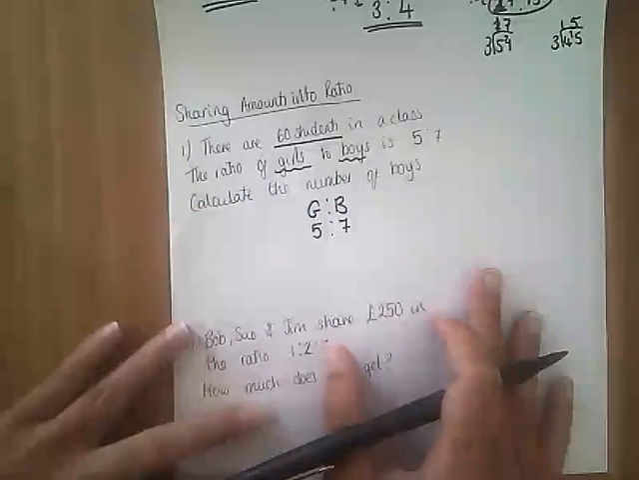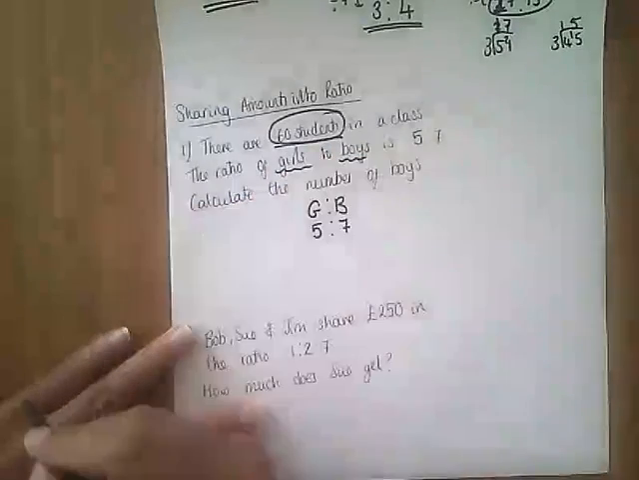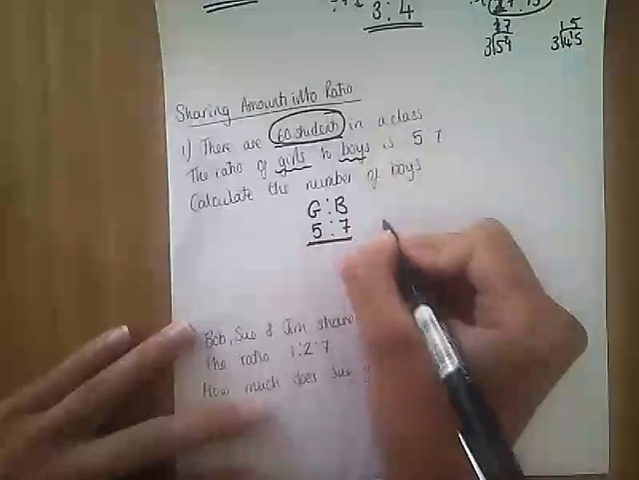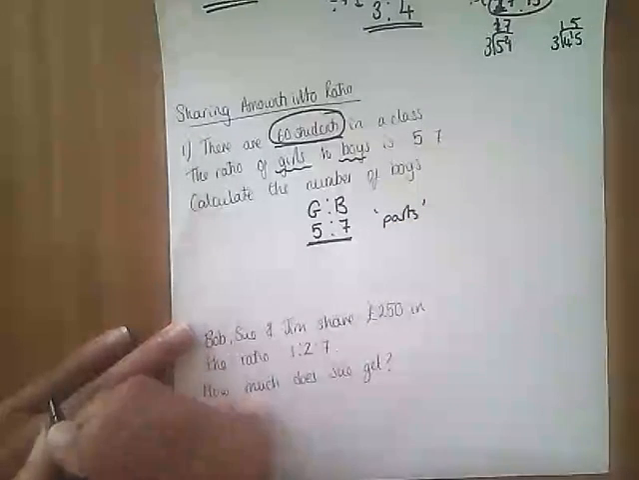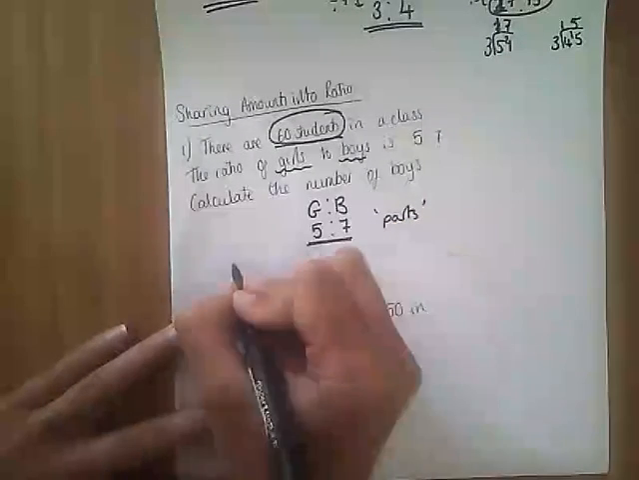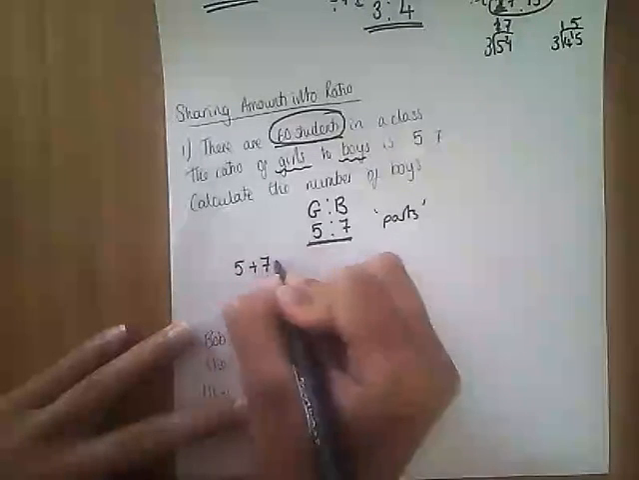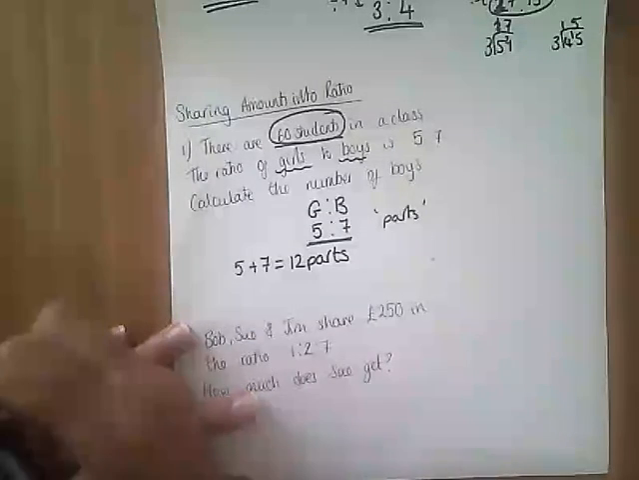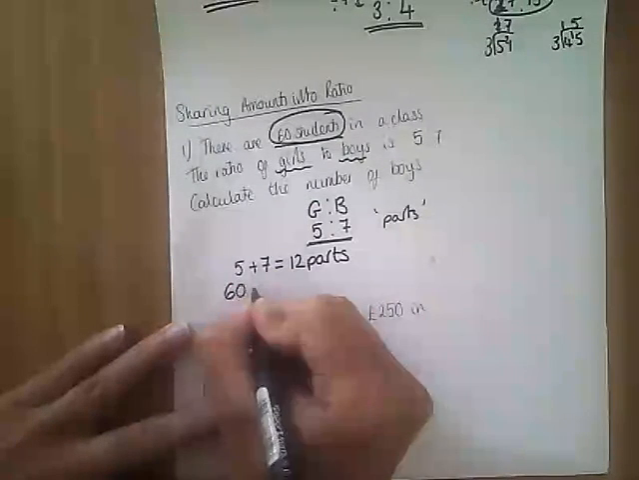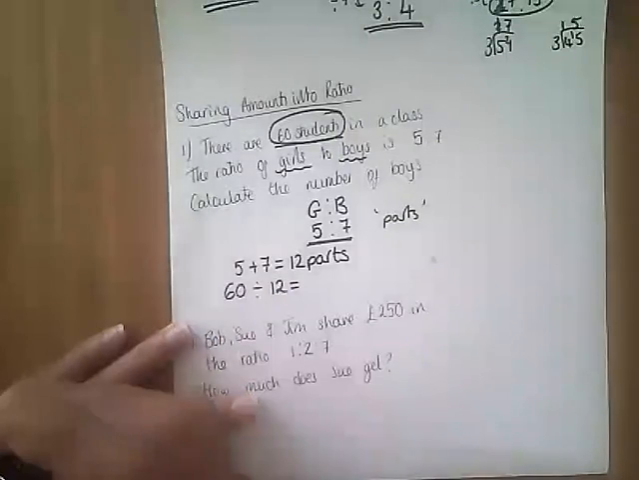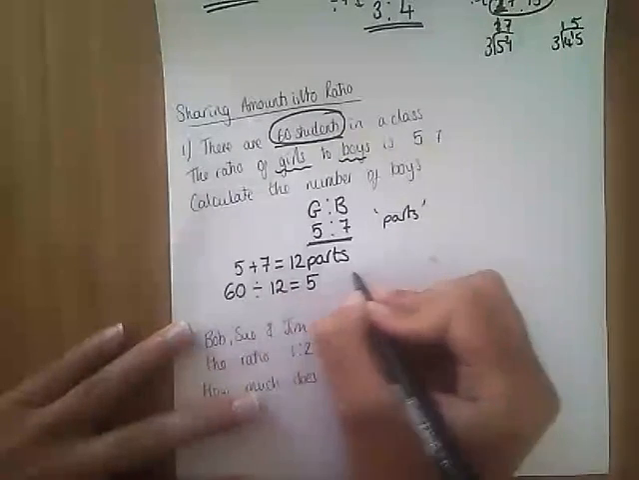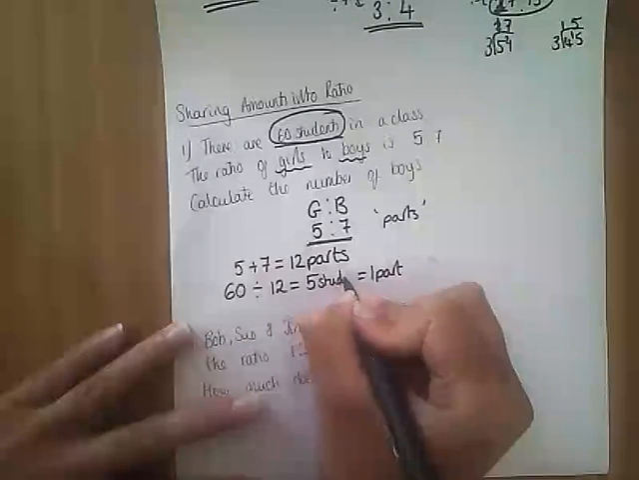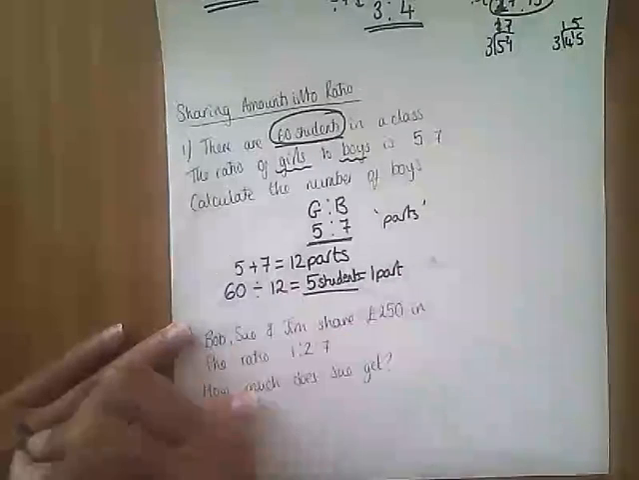Now we've got 60 students in total. So what we're going to do is work out how many parts we have in total. This is all to do with parts. We've got 5 parts of girls, 7 parts of boys, so that means we've got 12 parts in total. So we're going to share our 60 students into 12 parts. Now that will tell us how many students 1 part is worth. So that means that each 1 part is worth 5 students.